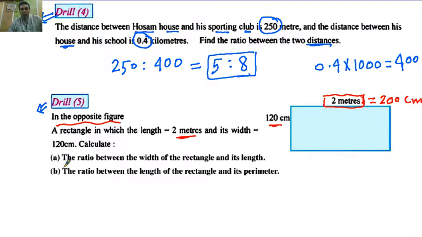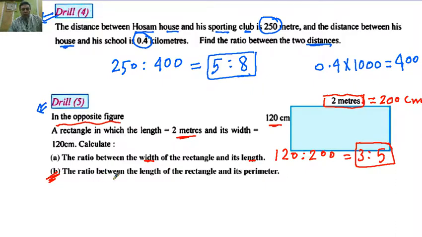The ratio between width of rectangle and length: width equals 120 to length equals 200. By simplifying, divided by 10, the ratio becomes 12 to 20. Divided by 4 equals 3. Divided by 4 equals 5. Then the ratio becomes 3 to 5.